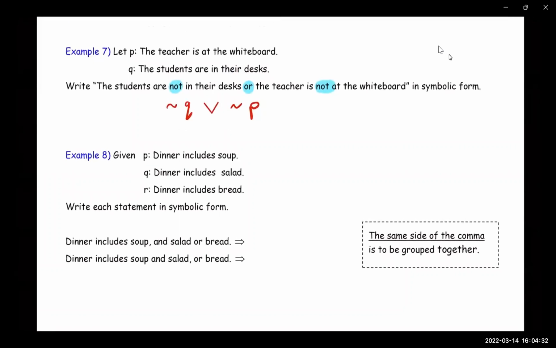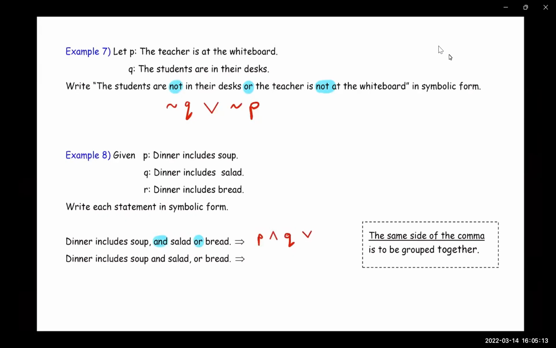All right, now there's a 3-statement example. P is dinner includes soup, Q is dinner includes salad, and R is dinner includes bread. Dinner includes soup and salad or bread. So how would you write this statement in symbolic form? P, comma, Q, comma, V, R. This is going to be an and, right? And then salad is Q, and then or R.